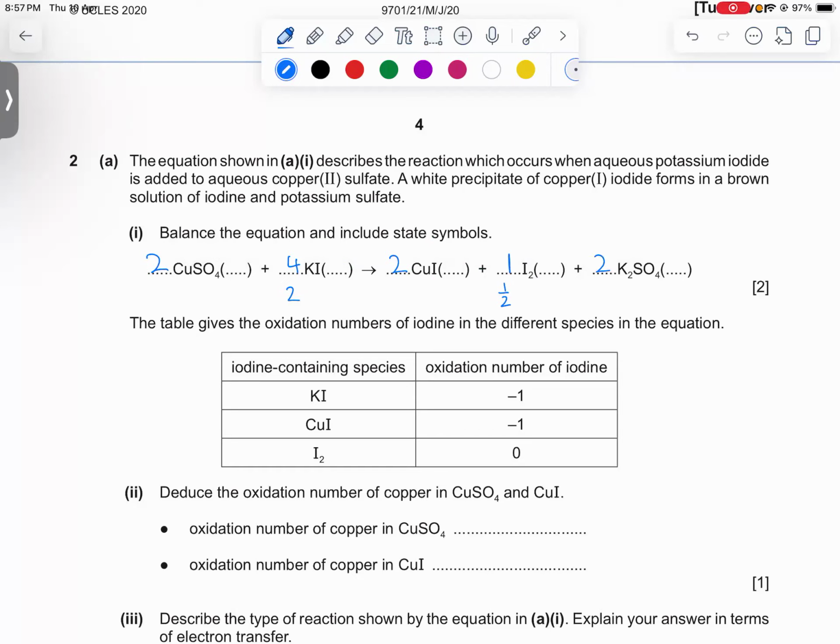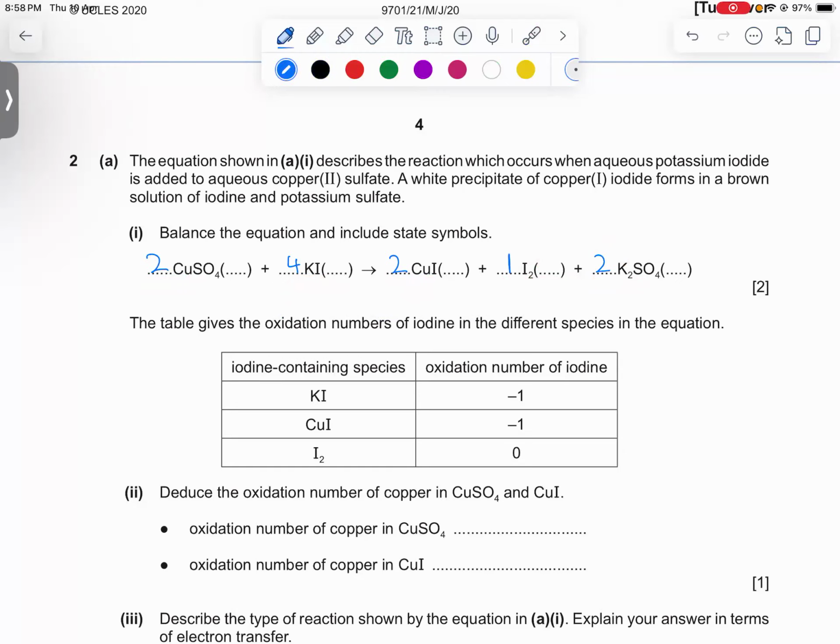And let's see if the equation is still balanced, to see if everything is correct. 2 coppers, 2 copper, okay. 2 sulfate, 2 sulfate, 4 potassium, 2 times 2, 4 potassium, 4 iodines, 2 iodine, and 2 iodine, 4 iodine. Everything is balanced this way as well. So this is also okay, but how we balance it, that would also be okay.